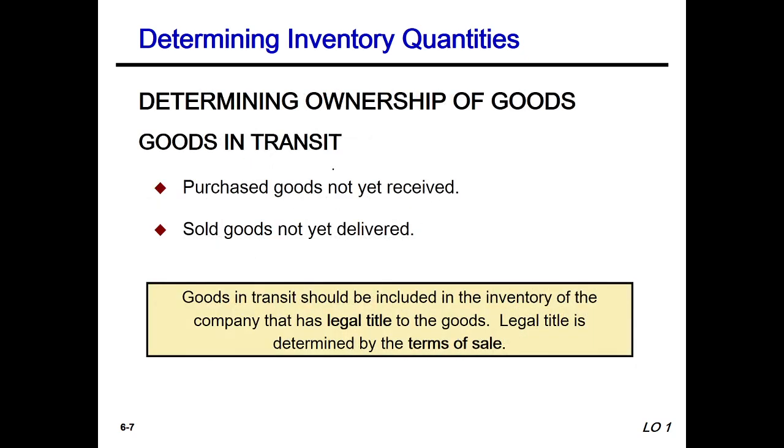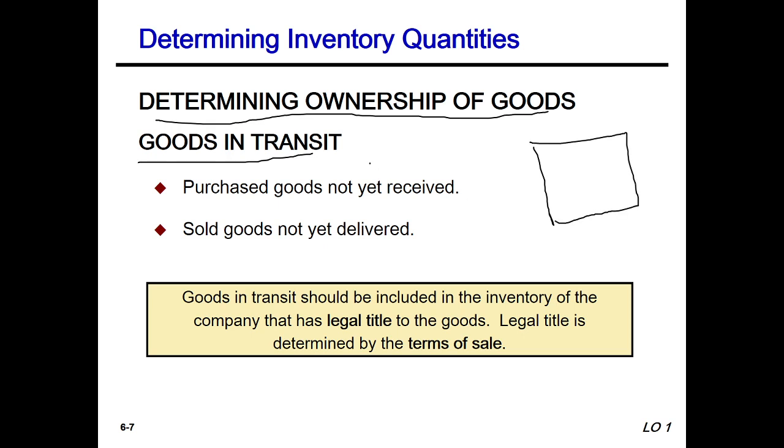Next, determining ownership of goods. This is the point. Now, goods in transit. Purchased goods not yet received. That means here, this is our organization. We have purchased goods but not yet received in our organization. And sold goods not yet delivered. We sold goods, but they are not yet delivered.